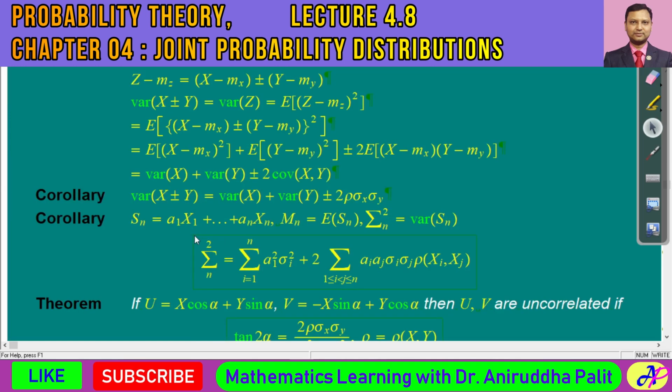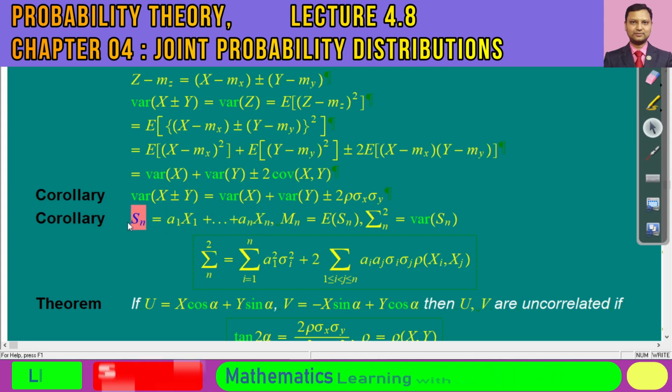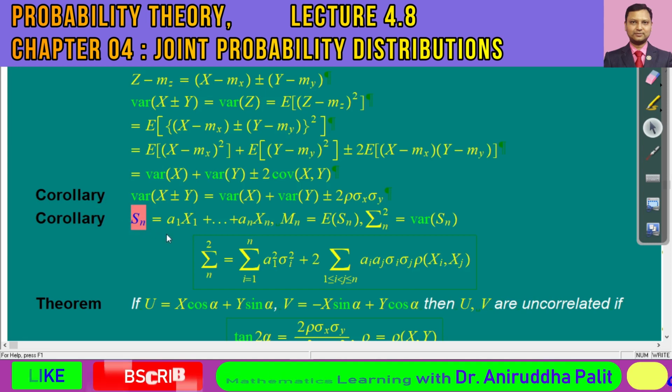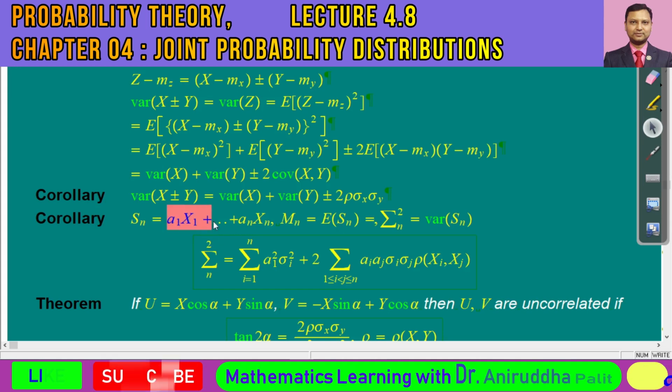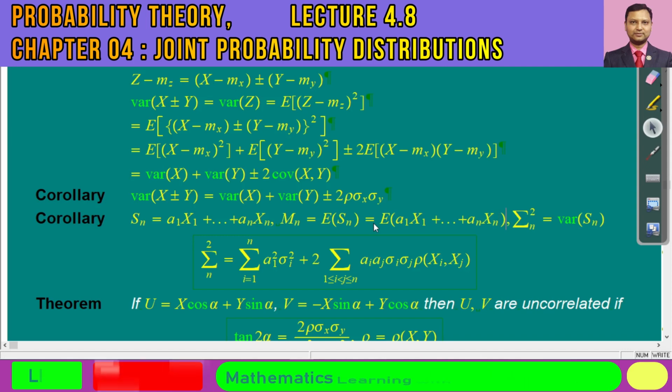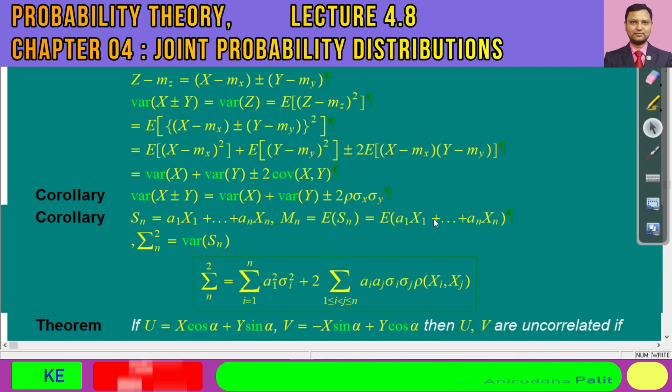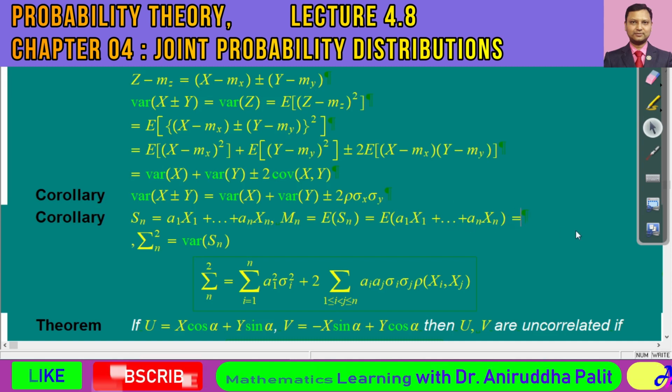We generalize this result. If we consider the linear combination of n random variables, say a1 x1 plus a2 x2 and so on, ultimately up to an xn, and call the total summation Sn, then we can prove that the mean of this random variable Sn, say Mn, is equal to the expectation of Sn, which is the expectation of a1 x1 plus a2 x2 and so on.